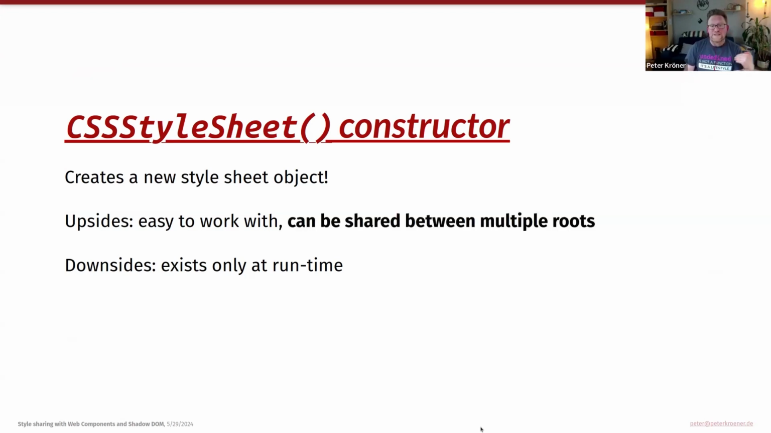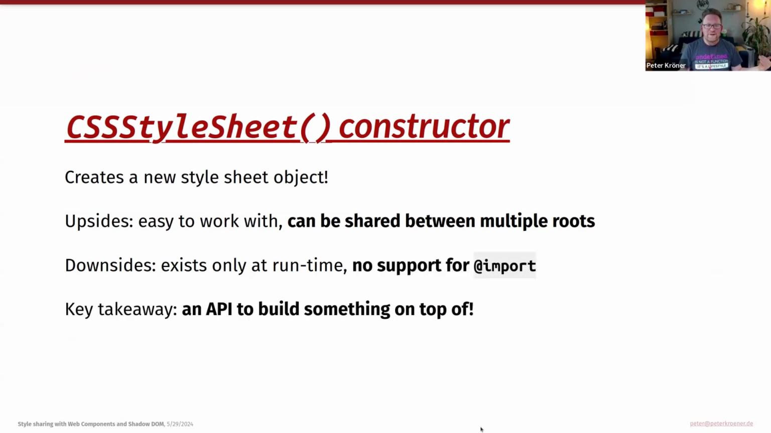It's great that this can be shared between multiple roots, shadow roots, and document roots, but there's also no support for import statements in there for complicated reasons that I'd rather not get into. It has to do with how style sheets are constructed, how certain security policies work, and it will probably be supported at some point in the future as import in constructed style sheets, but right now that's not the case. The main thing is that this is not a solution in and of itself, but it's an API that you can build something on top of.